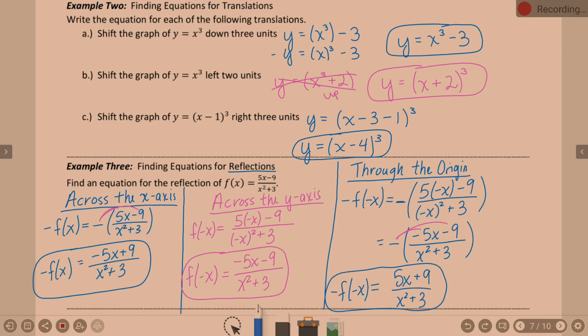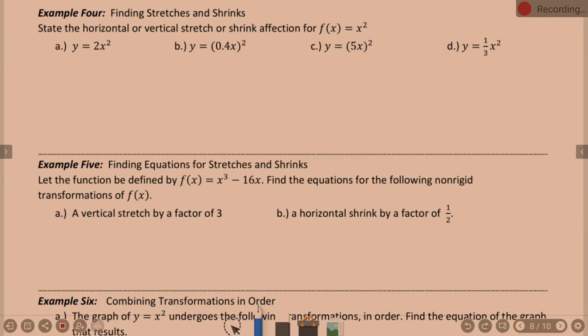Okay, moving along. Example 4 on the back. We're going to talk about stretches and shrinks here. A big part of what we're going to be doing here is looking at connections. How does vertical relate to horizontal? Because on some of these there are definitely connections we need to talk about.